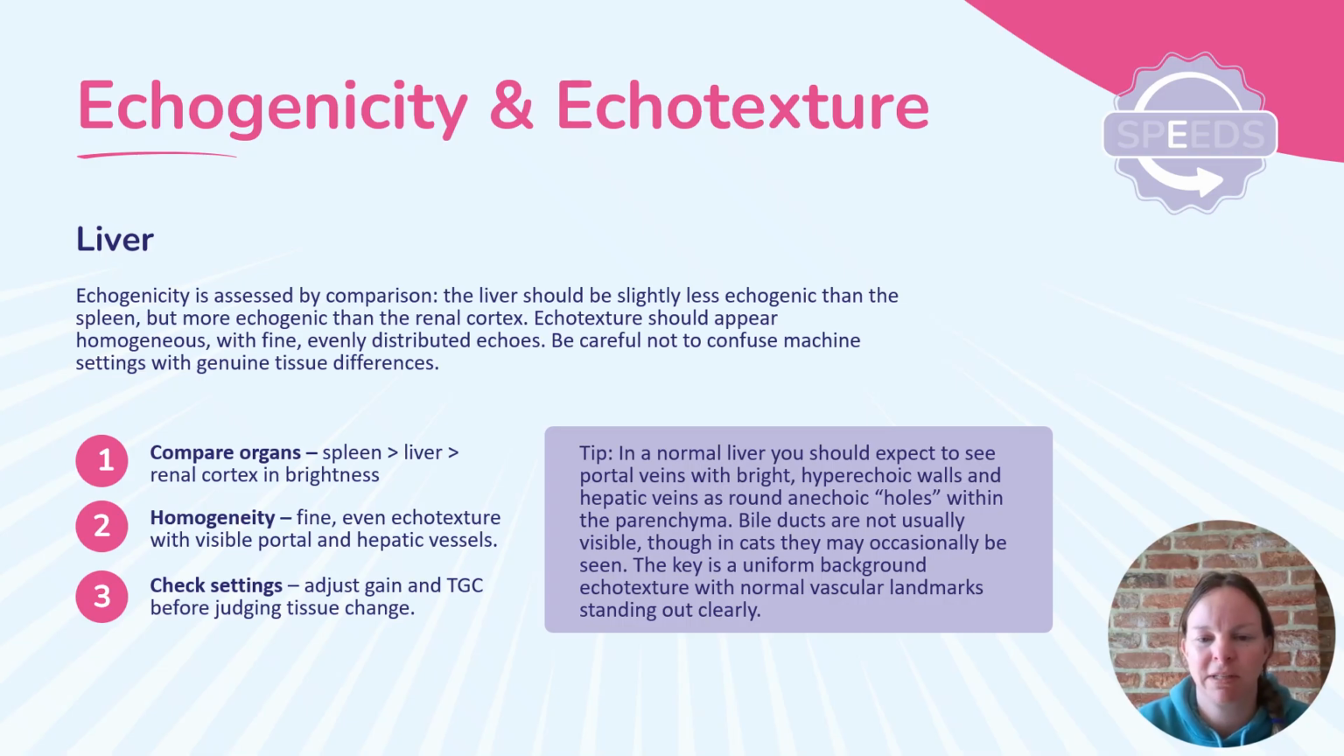So top tip is in a normal liver, you should expect to see portal veins with bright hyperechoic walls and hepatic veins as round anechoic holes within the parenchyma. Bile ducts are not usually visible, though in cats they may occasionally be seen, and the key is a uniform background echotexture with normal vascular landmarks standing out really clearly.